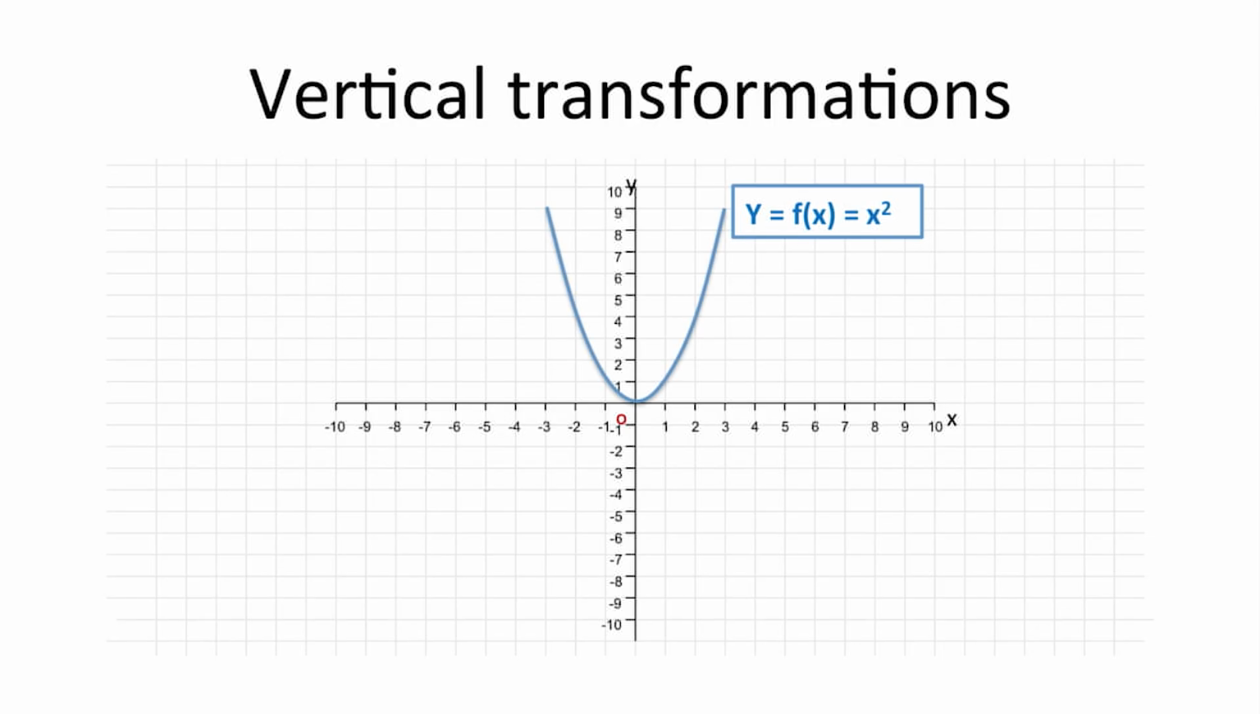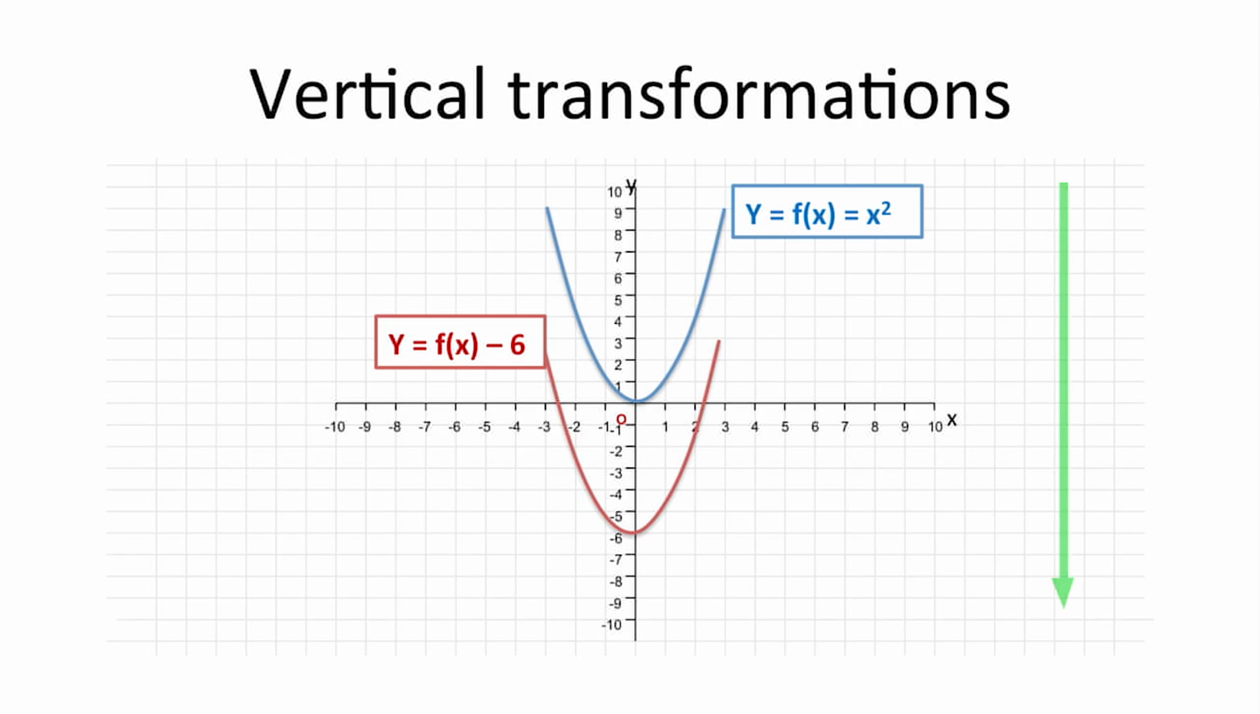Let's look now at vertical transformations. We have again our graph of x squared, which is our f of x function. Now, a vertical transformation is either going to move it up or down. The first one we'll look at is y equals f of x minus 6. Notice on a vertical transformation, the minus 6 is outside of the function bracket, and the effect that has on the graph is it moves down 6.